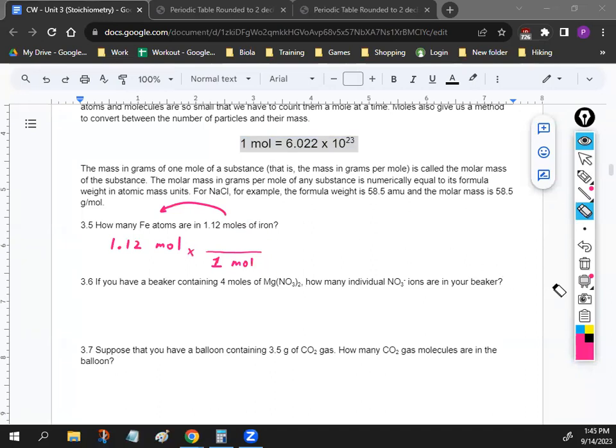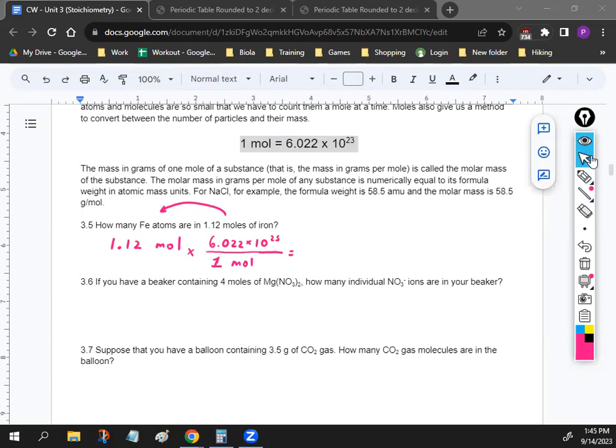All right, next we want to find atoms. So we're going to put atoms on the top. That's going to be our conversion factor, 6.022 times 10 to the 23rd. And then from here, you should notice all we need to do is multiply those two numbers.